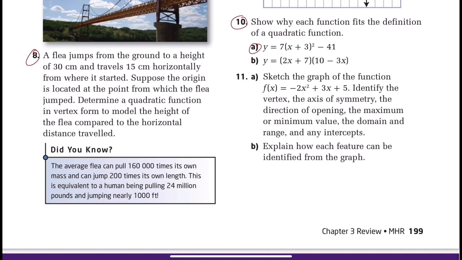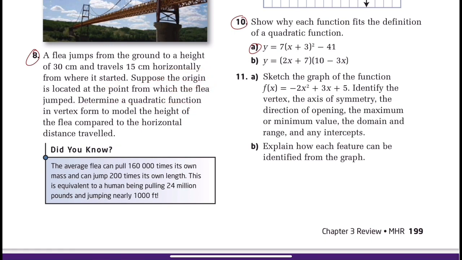So number 8, they are telling us that a flea jumps from the ground. So it starts from the ground and jumps somewhere like this to a height of 30. So it goes to a height of 30, and it travels 15 centimeters horizontally from where it starts. Suppose the origin, now they are telling us where the origin is. They did not give me the choice to choose the origin. And the same thing, determine the vertex.